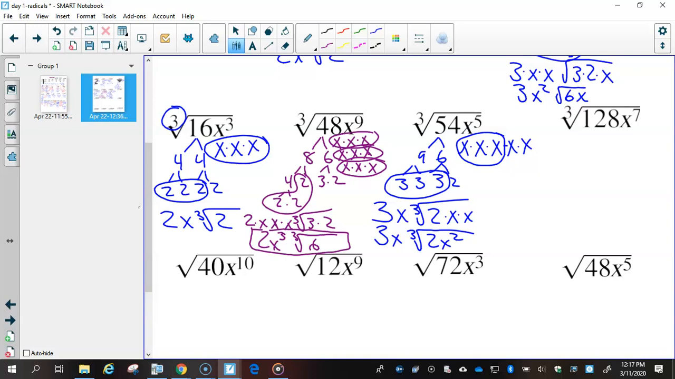What were two factors we found for 128? 16 times 8. You could keep breaking those down. I could do 8 and 2 or 4 and 4. Does not matter.